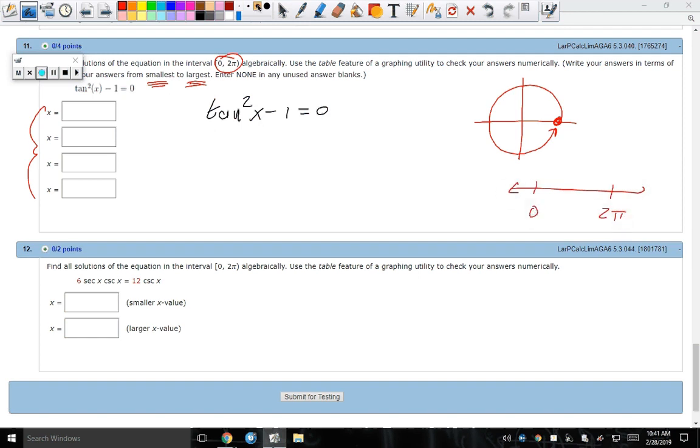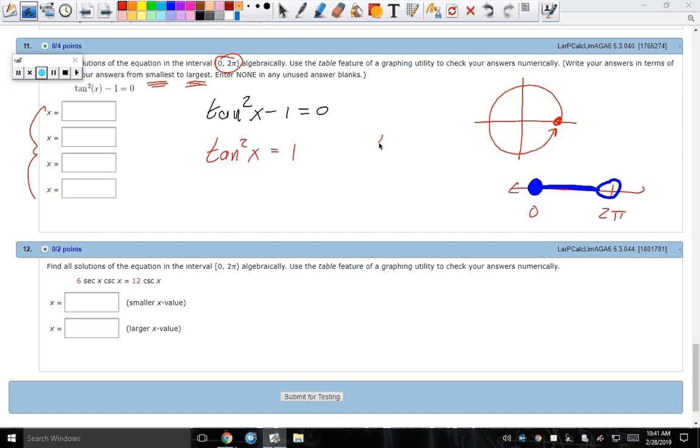So, just visually kind of get your brains going. We're talking about this right here. That's where our acceptable answers are going to be. Okay, so here we go. Let's solve for x. What do I do first? Isolate. So we're going to add 1. So we'll have tangent squared of x is equal to 1.